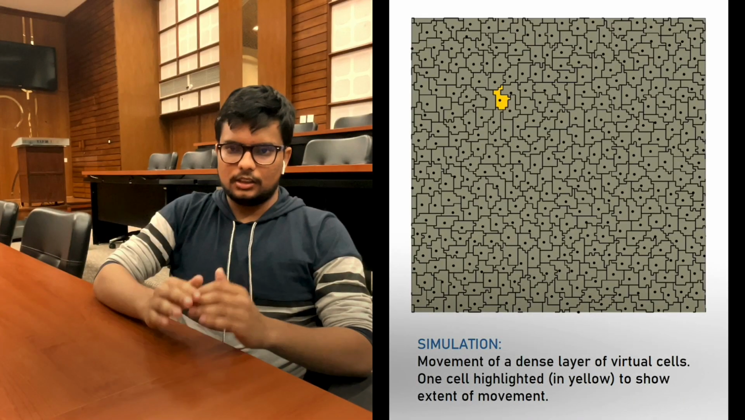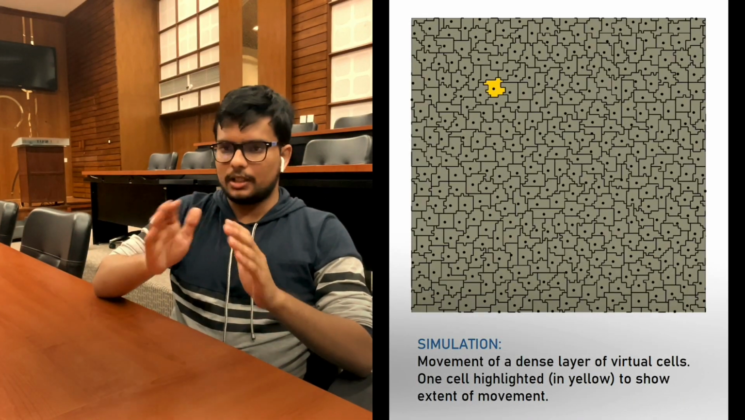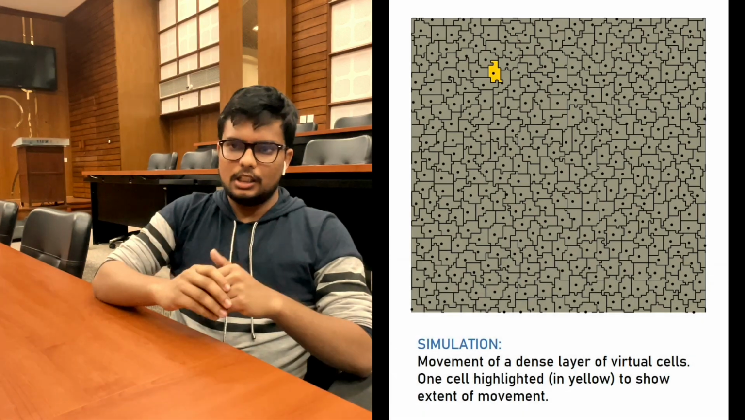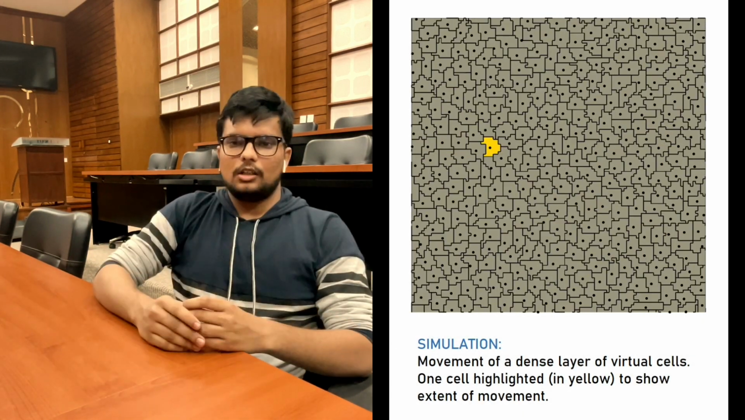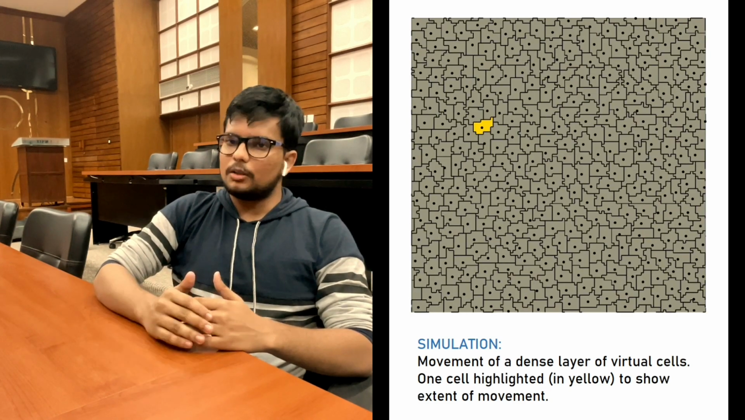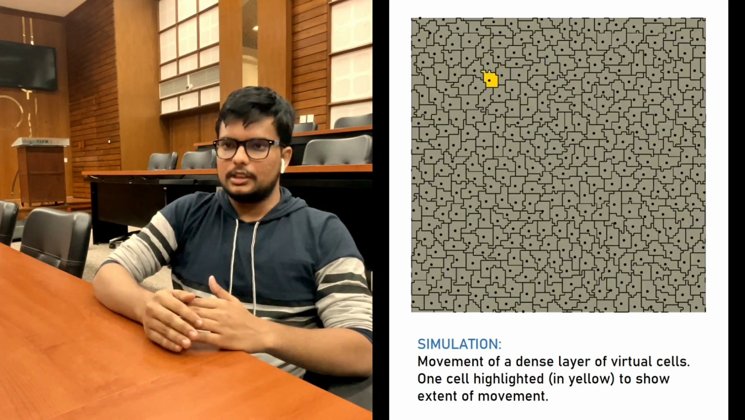But I couldn't increase the density of the virtual cells. They are already stuck with each other and cover the entire virtual field. So I looked at other ways to influence the movement of the cells. One of the ways I could affect the movement of the cells is by regulating their activity. The more active the cells, the more they move.